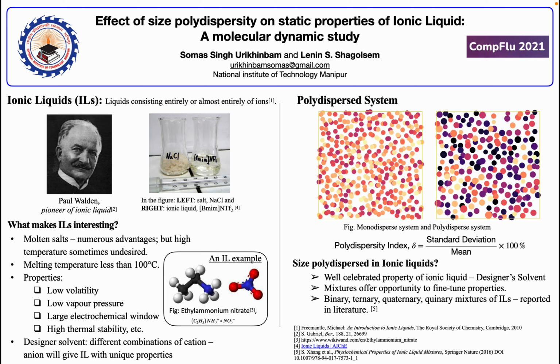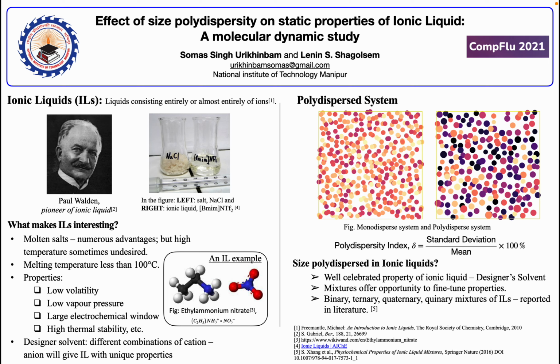By polydispersed system, we understand it to be a system having variation in size of particles, and if there is no variation and all the particles are the same, then we call that monodispersed. Our polydispersity index is defined as standard deviation over mean times 100, in percent.